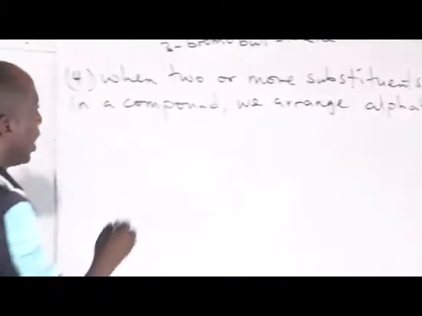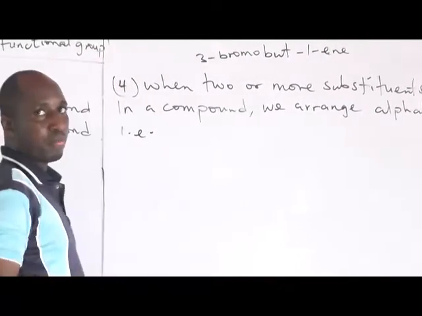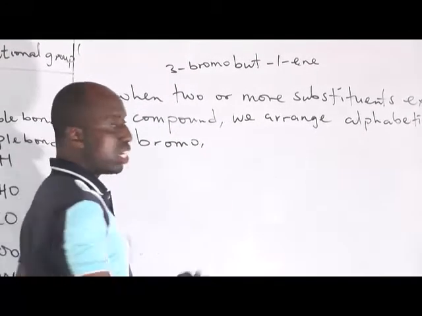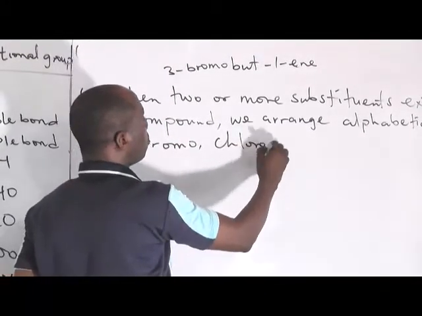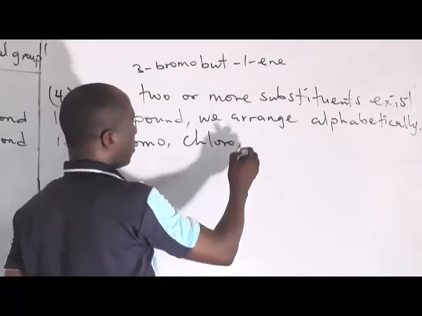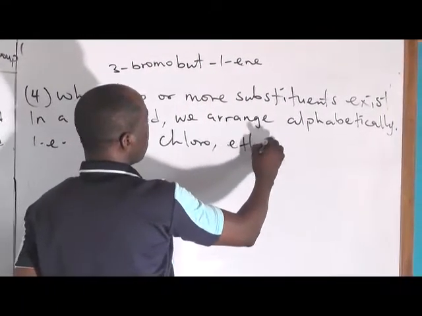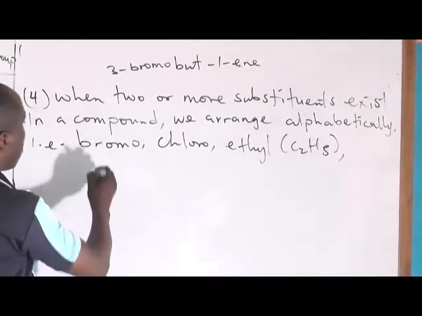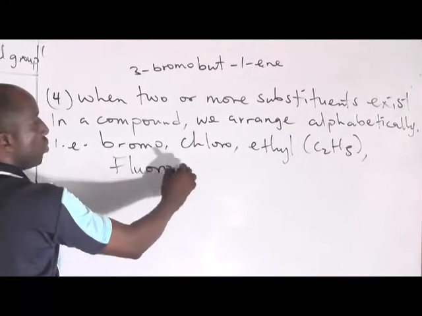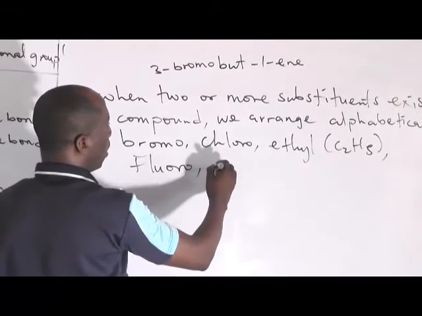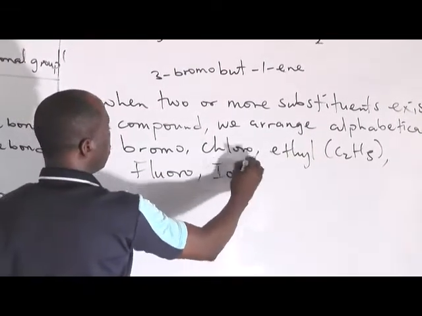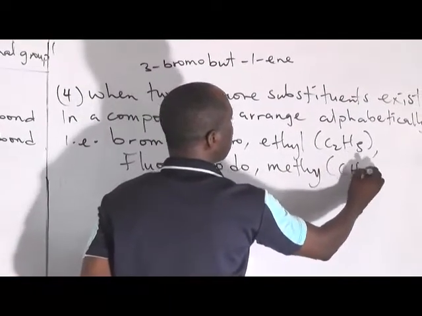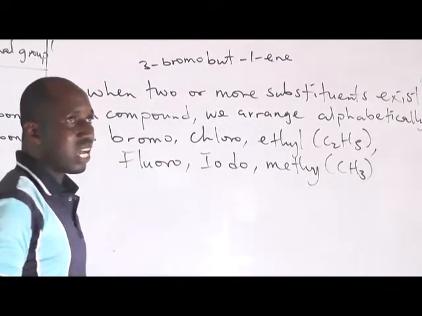Now, what is the alphabetical ladder of the substituents? The first one is bromine, that is bromo, that's letter B. The next one is chlorine, that is letter C, chloro. The next one is ethyl. You know the ethyl is C2H5. After ethyl, you have fluorine, that is fluoro. And after that one, you have iodine, that's iodo. Then you can have methyl. Methyl is CH3.